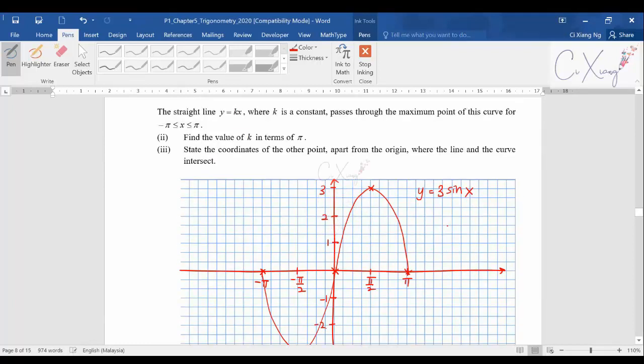After that, they tell you that the straight line y equals kx passes through the maximum point of the curve for negative pi to pi. Then they want you to find the value of k in terms of pi. So where is the coordinate for the maximum point? This is the maximum point, right? The coordinate is pi over 2 and 3. And they said this line passes through this point. So if I want to know the value of k, I have to substitute this point into the equation here.